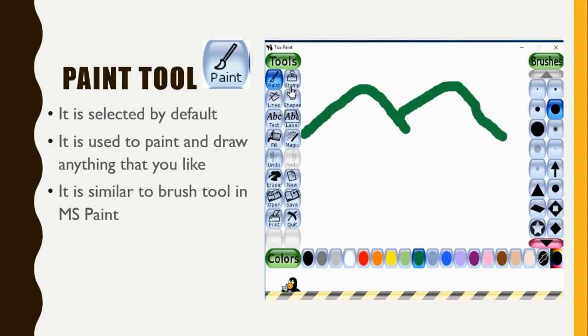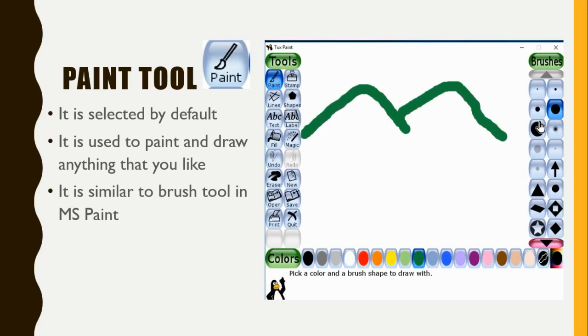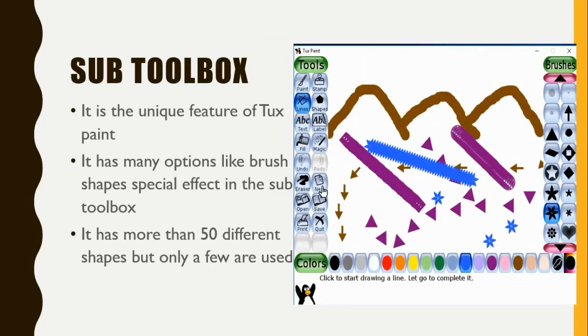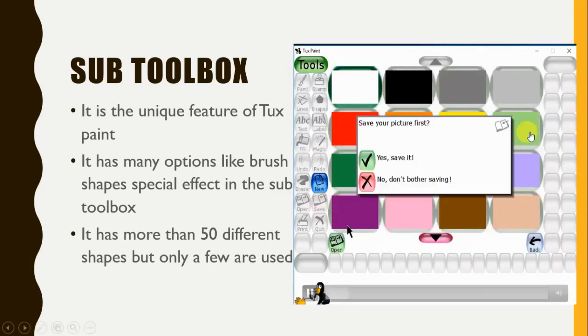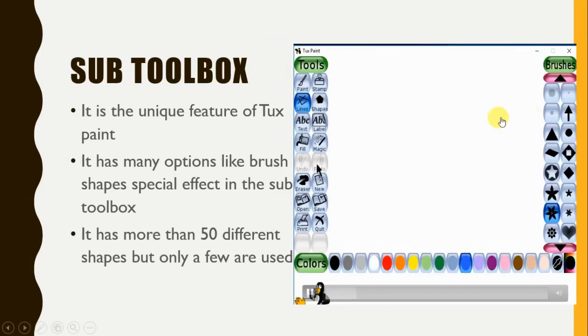The picture in which I have kept the hills. Then I can do different types of selections. I can take the colors. I can take different brushes, as you can see, right? So now the next we will see, that is the sub toolbox. The sub toolbox is next to that. You can see here that I will move the cursor. Here it is tools and here it is sub tools. That is the different brushes you will get.